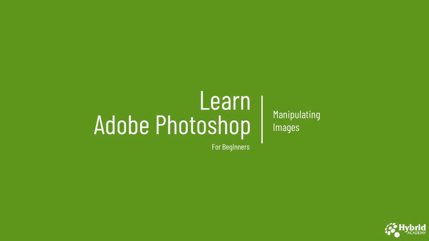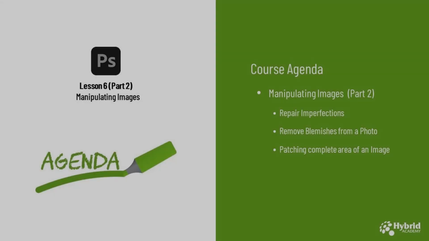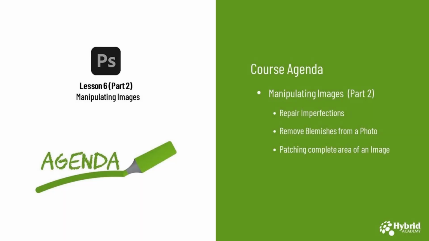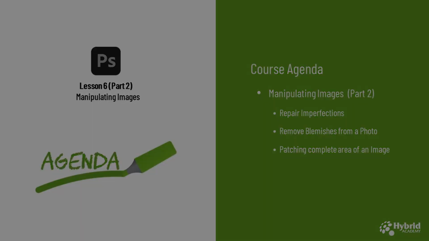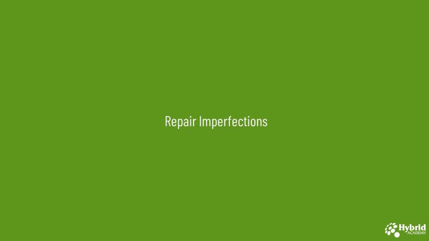In today's session, we will learn how to manipulate images. That is, how we can edit or how we can manipulate the existing image. So in today's session of manipulating images, we will learn how to repair imperfections, how to remove blemishes from a photo, and how to patch a complete area of an image. So to start the session, let's see how to repair imperfections.